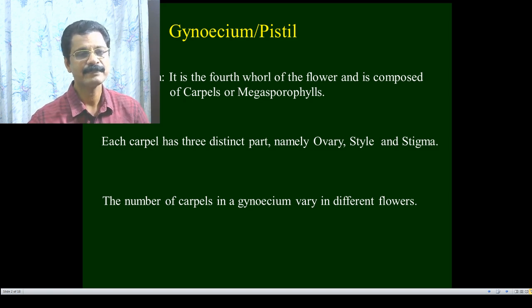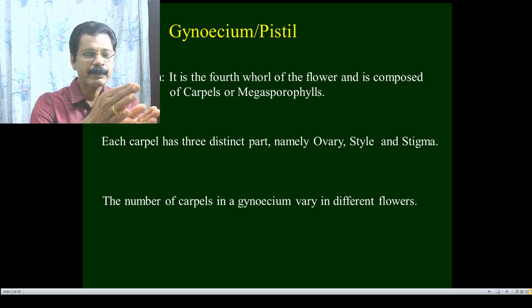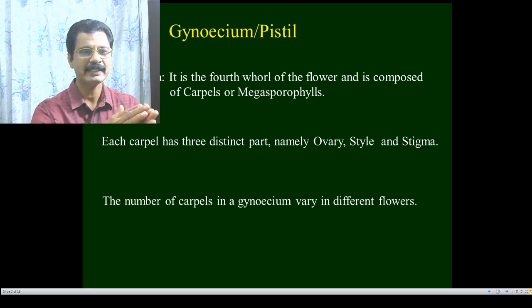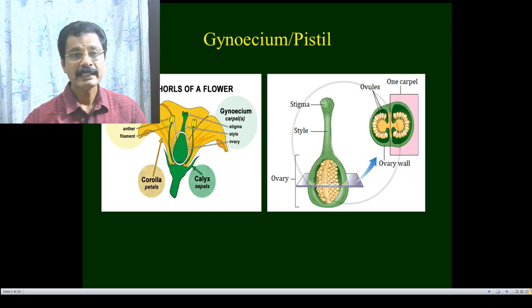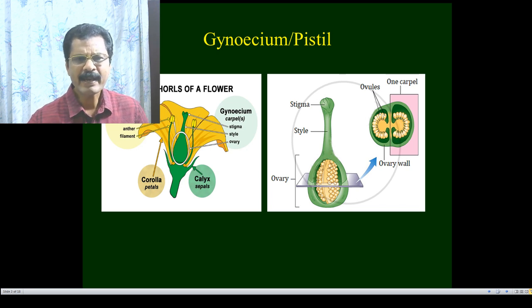It is called carpels. Carpel is a modified leaf which is folded along its midrib and fuses at its ventral suture. Then you will get three parts. The basal swollen portion is called ovary, the slender portion is called style, and the topmost portion is called stigma. Right? The number of carpels in a gynoecium varies in different flowers. Each carpel has three parts: ovary, style, and stigma.